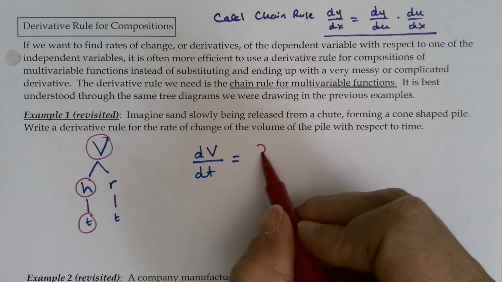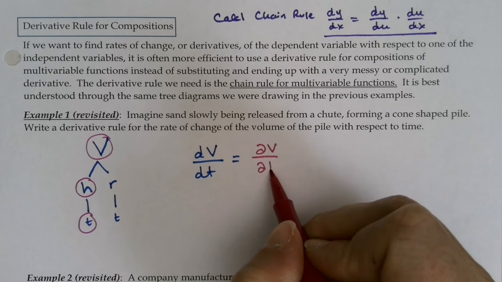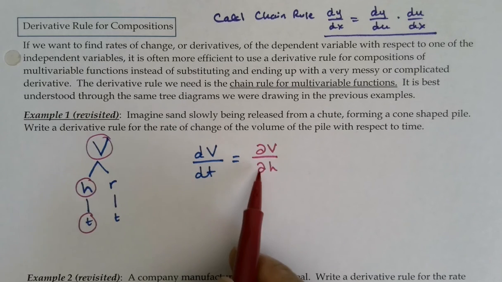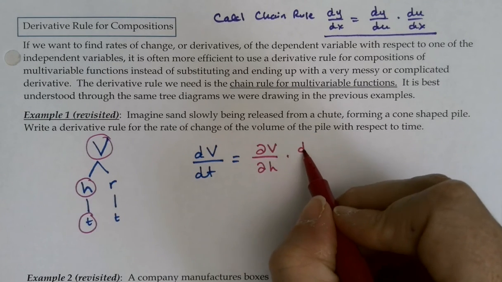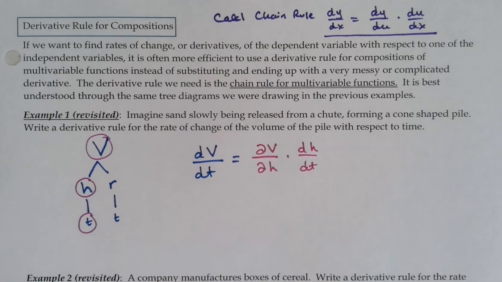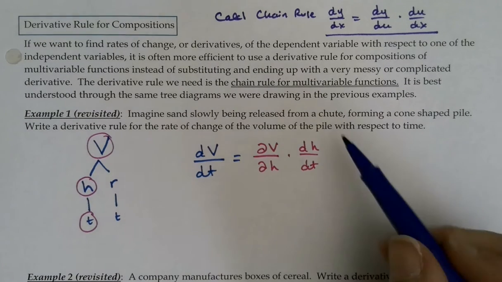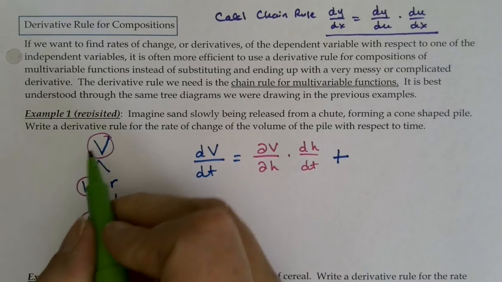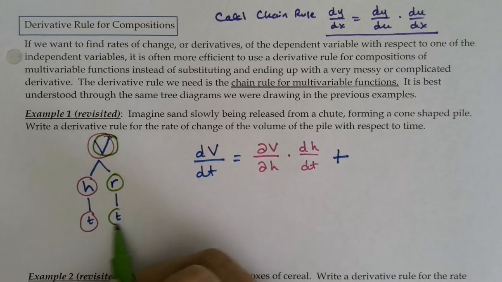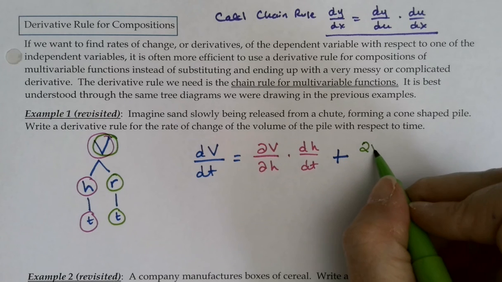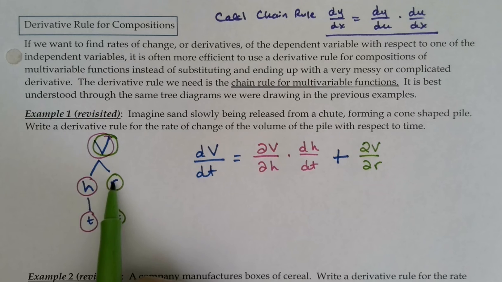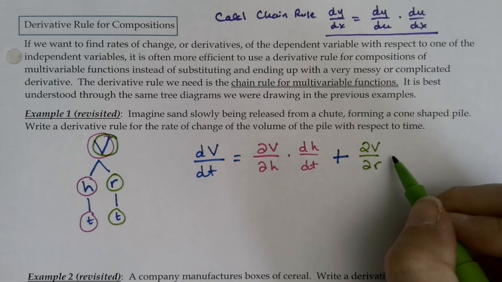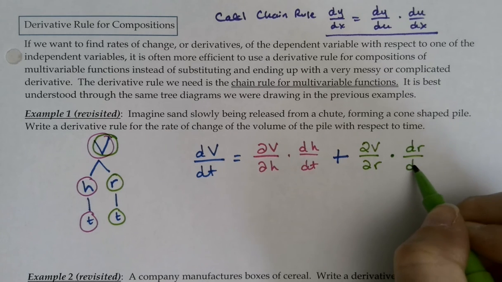So I'm going to take the partial derivative of volume with respect to height, because there's two options there. I'll use delta times, well, height only has one variable below it, so it's dh dt, plus, and then I'll do it again for the other side. So volume goes to radius, radius goes to time. So it's delta v delta r, because I'm taking the derivative with respect to r, but there were two options for variables, so that's why I use delta here, times dr dt.